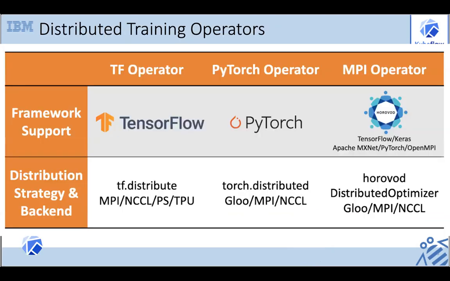So just going over it one more time, we're going to talk about the TF operator, which is using the TensorFlow distributed backend, the Pytorch operator, which is the Torch distributed backend, and then Uber's Horovod Mpi operator, which will use the Horovod distributed optimizer backend.